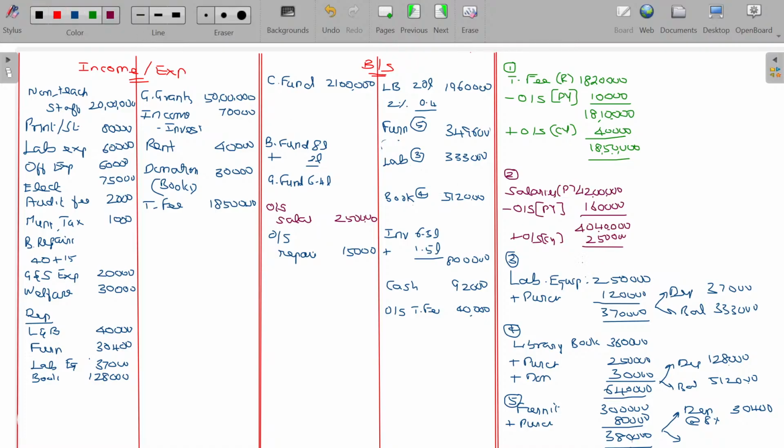What about this one? Salaries. 40 lakhs 40,000. With that 2 lakhs 50 will be addable. So 42 lakhs 90,000. So then this will be the expenses. Salaries for teaching staff 42 lakhs 90,000. So I have posted this one, this one, this one, this one, this one. I have completed all these items.